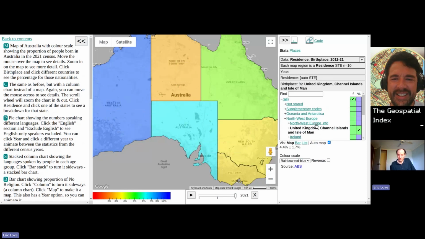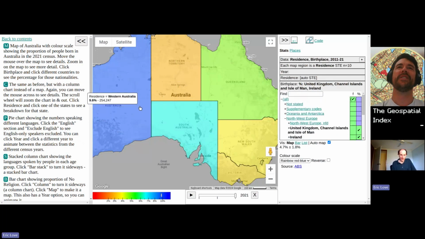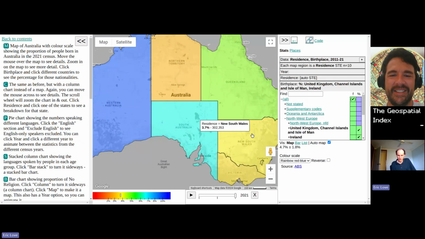Fascinating. Yeah. I was just reading today actually that Ireland has the highest. So if I make it UK and Ireland, then that's 9.6% of people in Western Australia. But that's not the raw numbers, that's proportions. It's not as though most of them necessarily are going to that state. It's just that relative to other origins, it's the highest. So New South Wales, which is a bigger state, has 300,000. Western Australia has 250,000, but in New South Wales, it's only 3.7%.